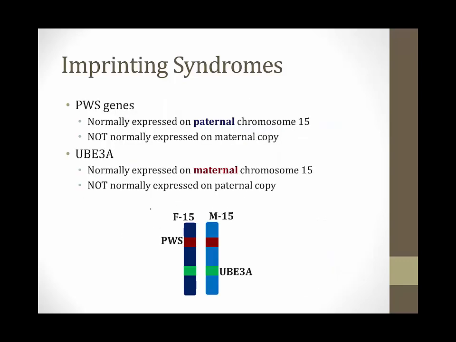To understand this better, at the bottom of this slide, I've drawn two copies of chromosome 15 in a particular individual. One copy comes from the father, that's this one here, and the other copy comes from the mother. On both of these chromosomes, there is a section that contains PWS or Prader-Willi syndrome genes. However, these are normally expressed only on the paternal copy and not on the maternal copy. And for that reason, I've written PWS here on the left side by the father's copy. There is also a section of genes called UBE3A, and these are normally expressed only on the maternal copy and not normally expressed on the paternal copy. For this reason, I've written UBE3A over here on the right by the maternal copy of chromosome 15.